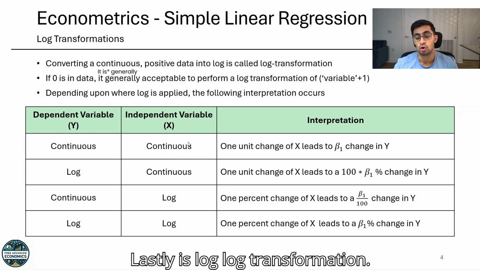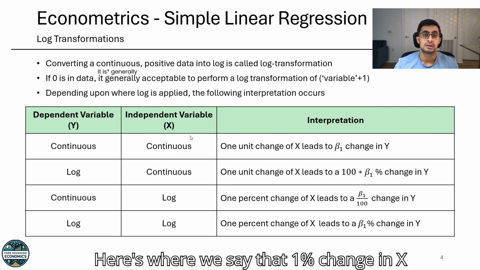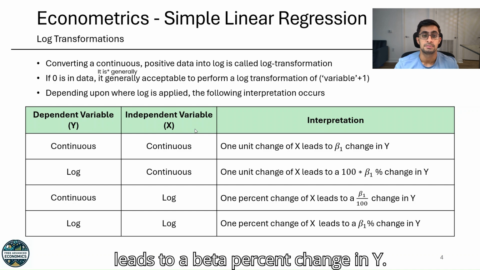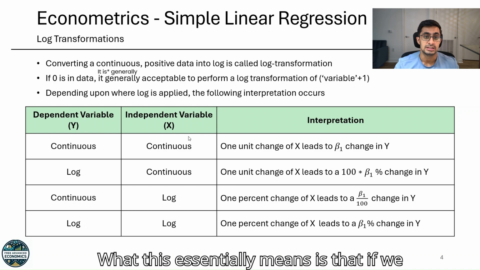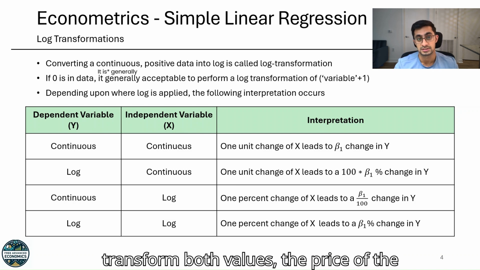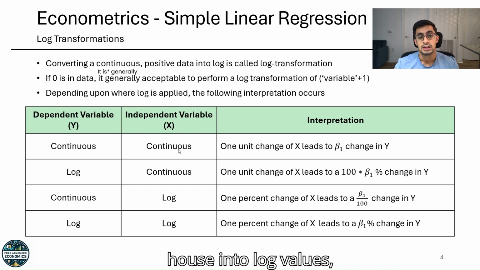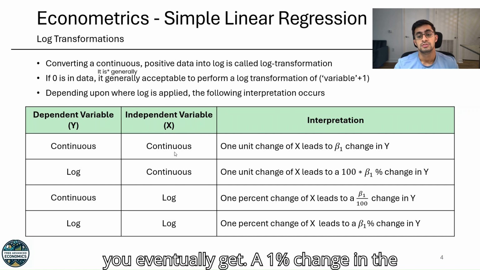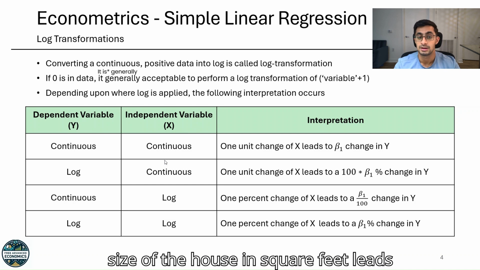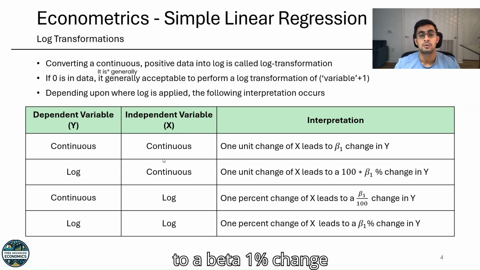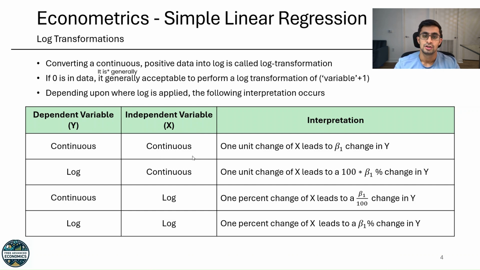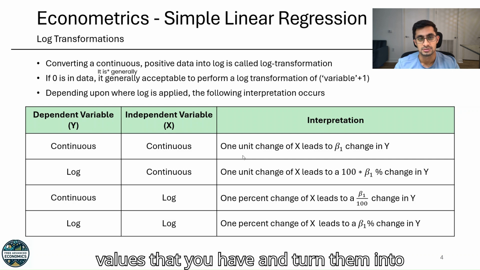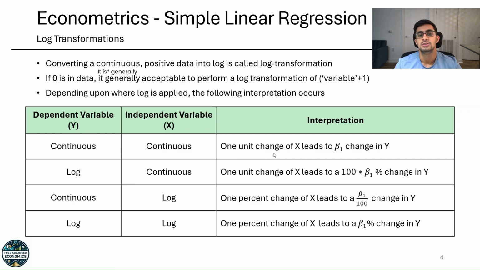Lastly is log transformation. Here's where we say that 1% change in x leads to a beta percent change in y. What this essentially means is that if we transform both values, the price of the house and the square feet size of the house, into log values, you eventually get a 1% change in the size of the house in square feet leads to a beta 1% change in the price of the house. And that way, you're able to really transform the values that you have and turn them into log variables.